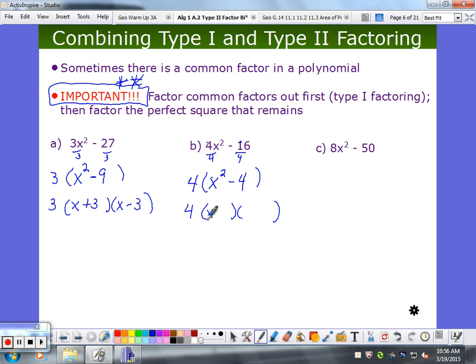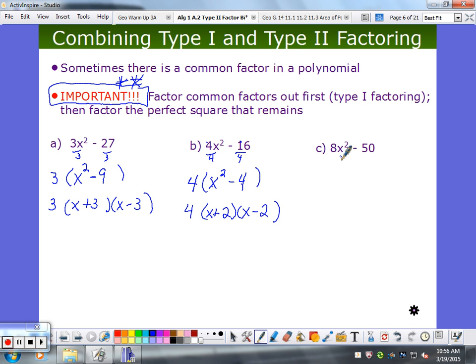(x + 2)(x - 2). Remember, you are taking square roots of both of these. You must do that. Is there a perfect square? I'm sorry. Is there a greatest common factor in 8x squared minus 50?